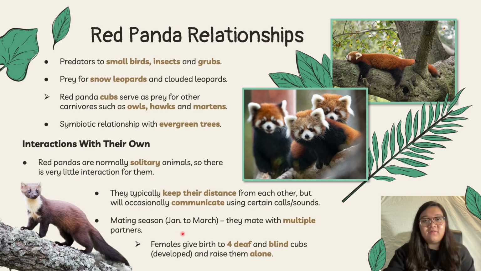So for mating season, which lasts from January to March, they mate with multiple partners, and the females give birth to 4 deaf and blind cubs, which develop over time, and the females normally raise them alone. And males will only raise the young if they live in small groups.